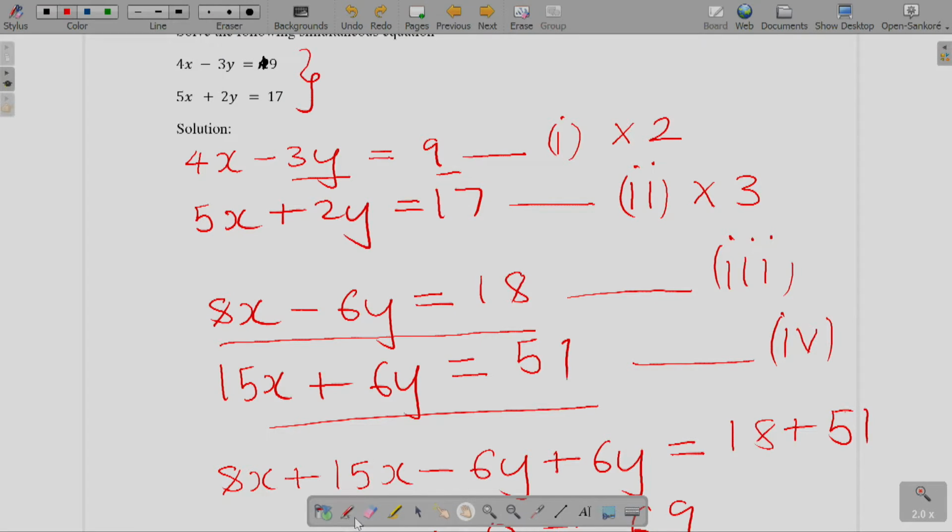So now let's find the variable y. What is y? On finding the variable y, we should take either of the equations that we have. So let's take equation number 1 in order to find the variable y, because we have already got the variable x and we need to find the variable y.